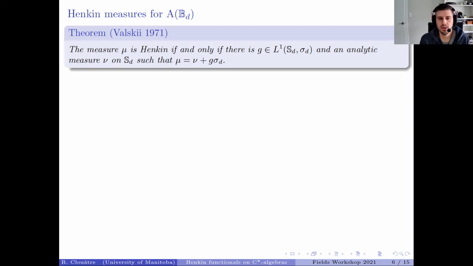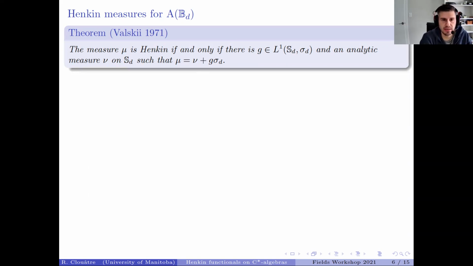Take the measure mu, and consider the corresponding integration functional on the ball algebra. What Valsky is saying is that having a Henkin measure is equivalent to the fact that your integration functional on the ball algebra can be extended weak star continuously to L infinity. And that is really equivalent to what is written. So that's the Valsky decomposition, the Valsky theorem.